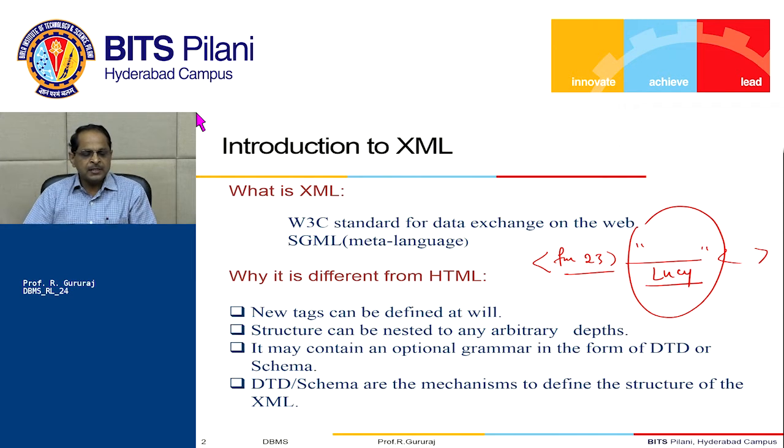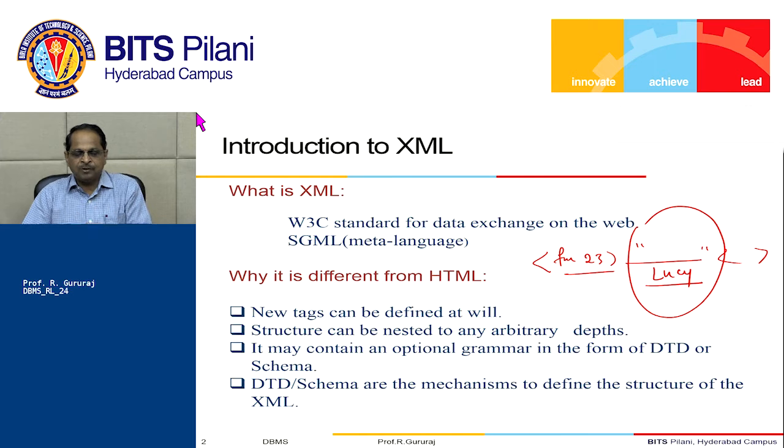Another main difference is that XML may contain optional grammar in the form of DTD or schema. That means what should be the structure of the XML document? What elements are valid? What attributes associated with the elements are valid? What element can contain other elements? And what is the type of the element? All these things can be specified. Otherwise, I can say that it is nothing but the structure of the document.